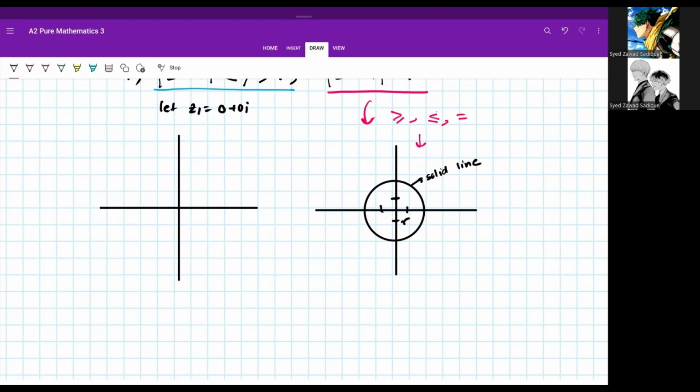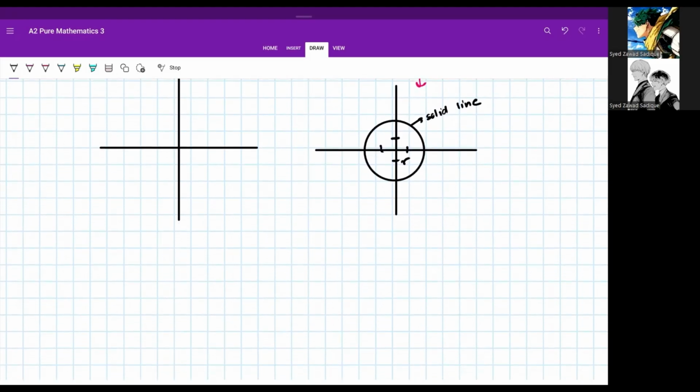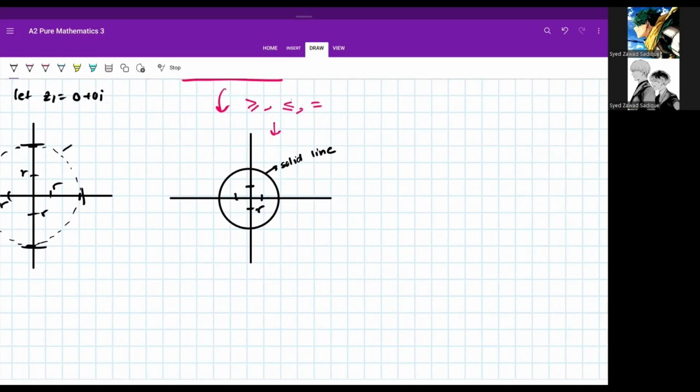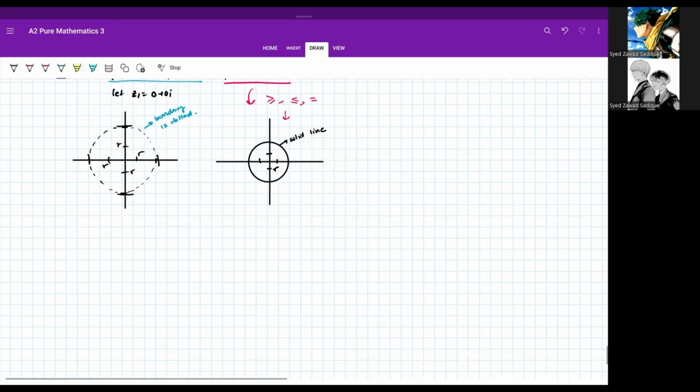Instead, this is R, this is R, this is R, and this is R. You have to draw dashed or dotted lines, because you have to show that the locus is within the radius. So the boundary is dotted.